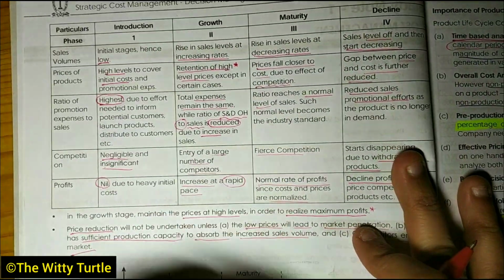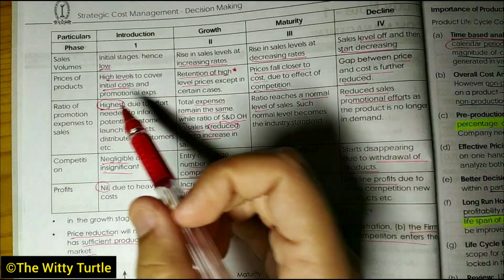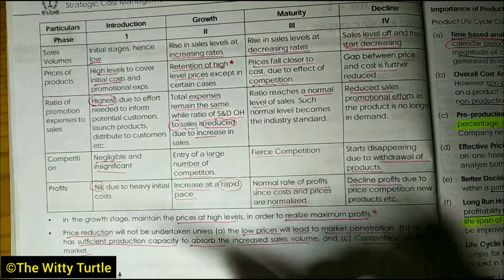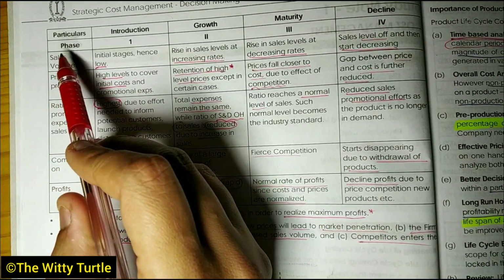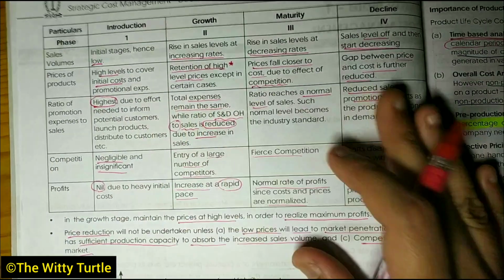So in this chart, everything is given about the four phases, right? And all these 5 points we will start understanding now. The first aspect is sales volume. What about sales volume in all the 4 cases?